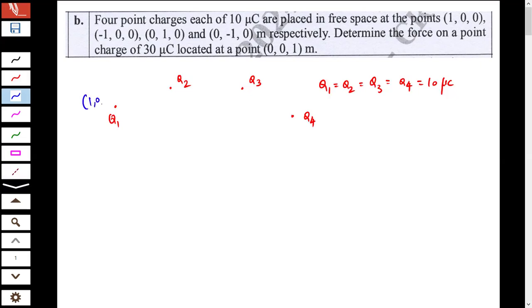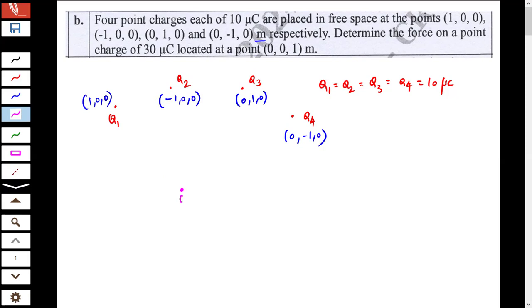Charge 1 is at coordinate 1, 0, 0. Charge 2 is at coordinate -1, 0, 0. Charge 3 is at 0, 1, 0. And charge 4 is at 0, -1, 0. All the units are in meters, so we can write everything in meters as per the statement.